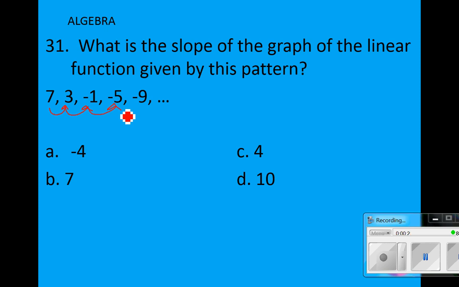Another way to look at it, because it says graph, you need an x and a y. Well, you don't have an x and a y on this one. But what you're looking for is the first term is 7. The second term is 3. The third term is -1, and so on. And if you were to do that, you would see that the slope is going to be -4.